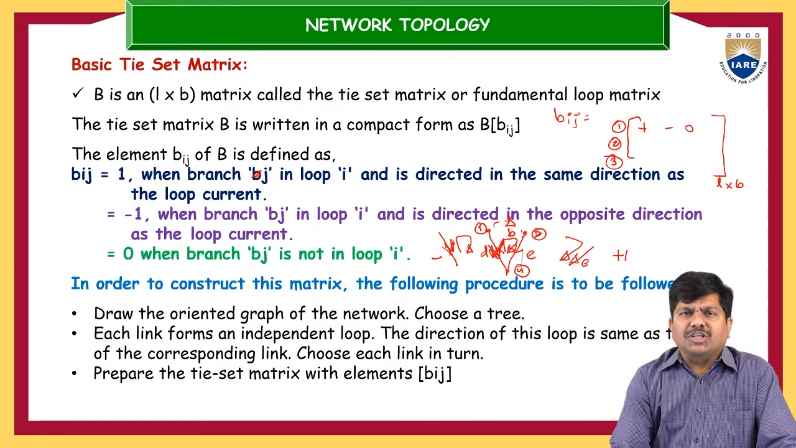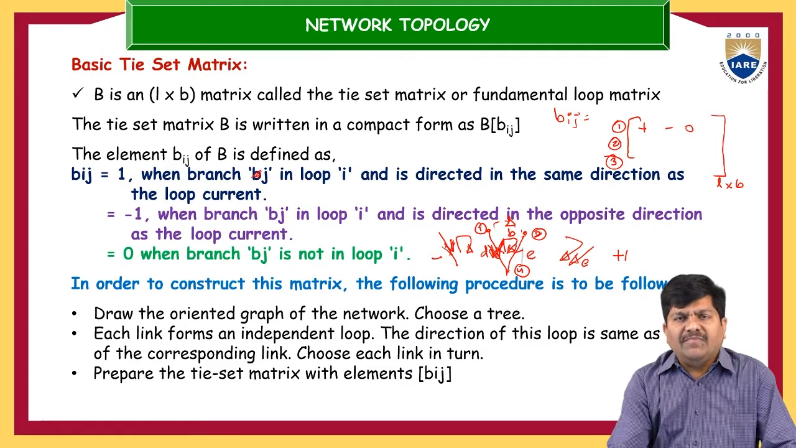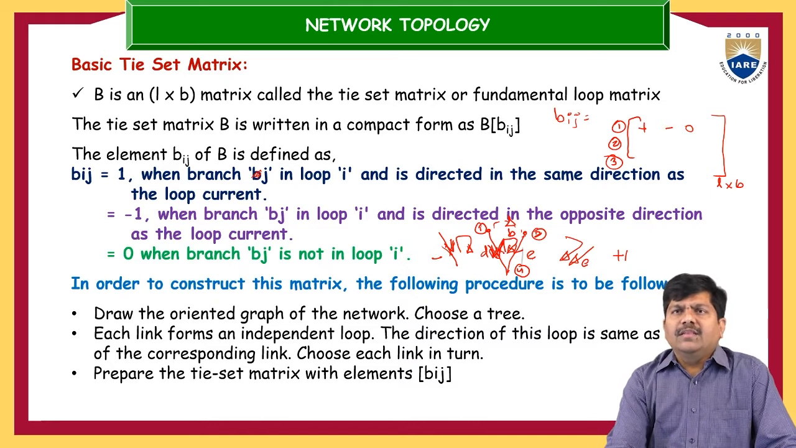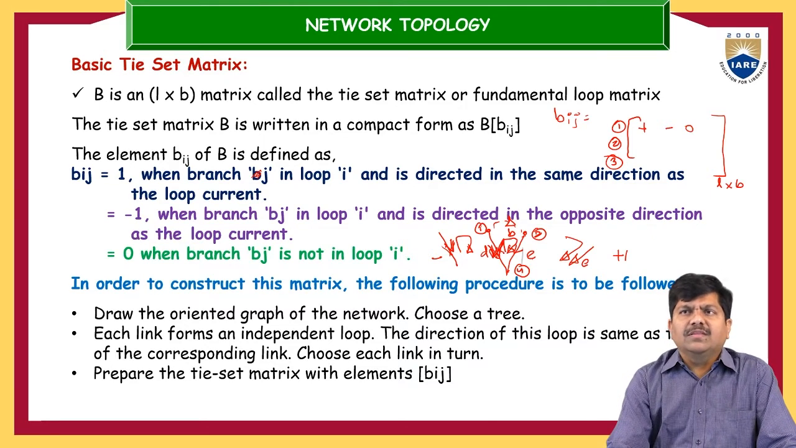So what about the construction steps? How are we going to develop this tie-set matrix? First of all, you have to identify the graph. We deduce the graph from the basic electrical circuit that we are going to analyze. From that graph, with some basic steps available, you have to develop the tree, and then you have to identify the basic independent loops. The direction of the basic loops is also very important. The direction of the basic loops corresponds to the link.